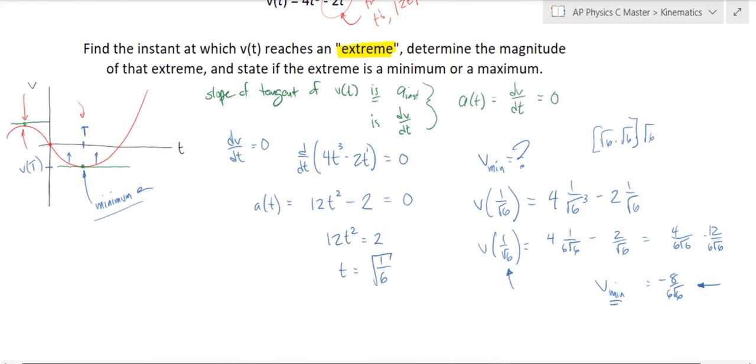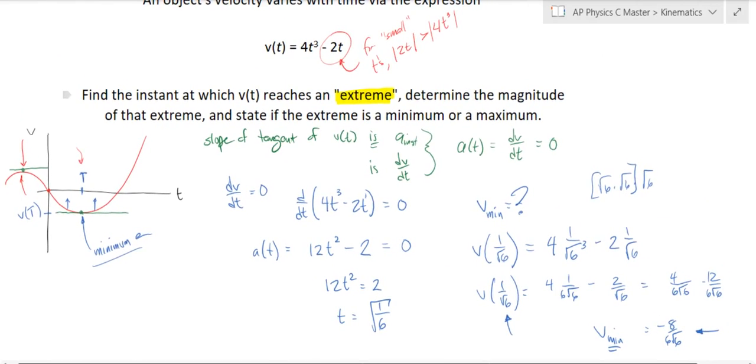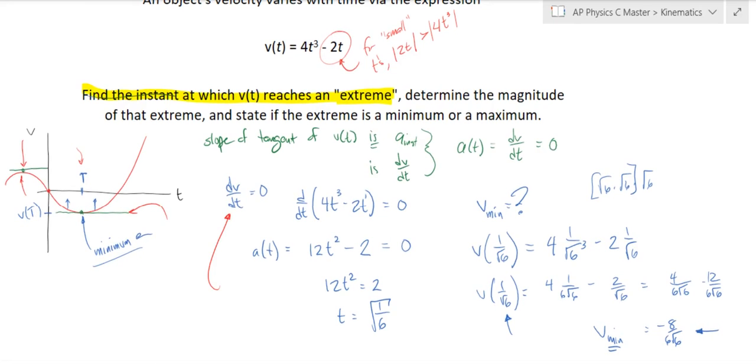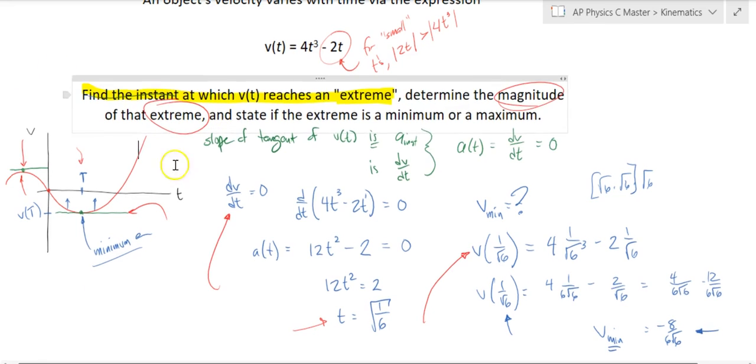Just to recap, the way that you decode this idea, find the instant at which the function reaches an extreme, that says find the instant at which the slope of the tangent must be the number 0, where the derivative of that function has a value of 0. And then we solve for that time, but then we have to put that time back into the function itself, typically, to find the magnitude of that extreme. Okay? Thank you.